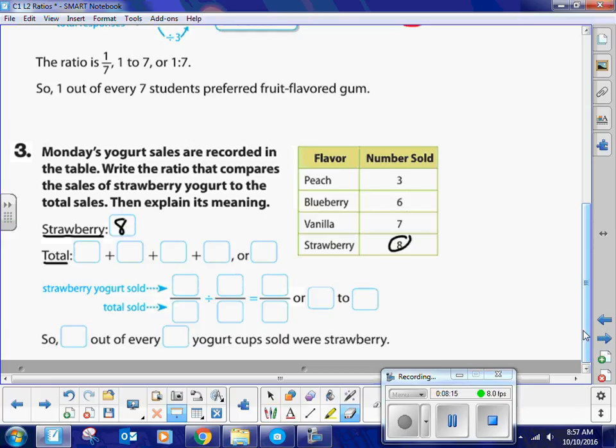Remember, we got this fraction, and we got to figure out how to explain its meaning. What does it mean? So 1 out of every 3 yogurt cups sold were strawberry. Nothing too drastic. All right, let's do this one.